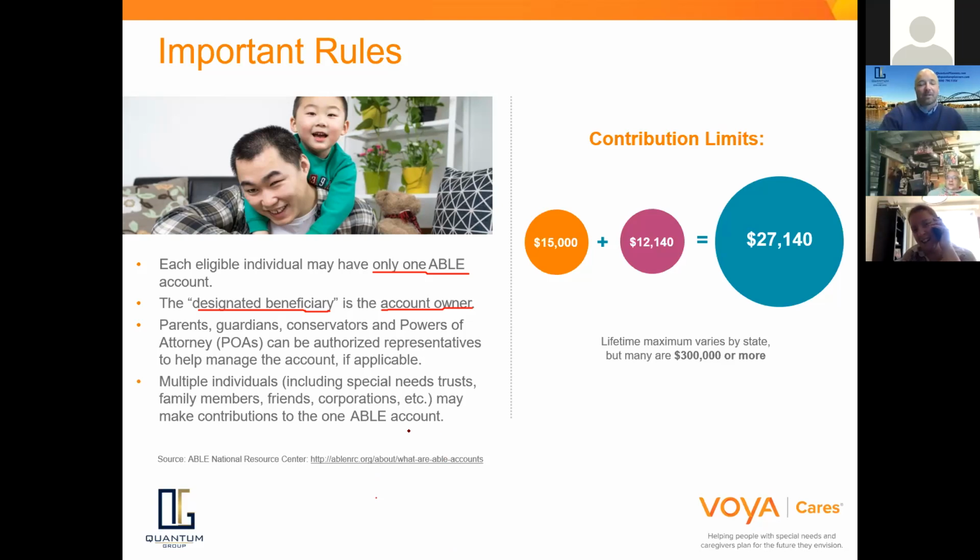So it functions like a trust. One of the best parts is it doesn't cost as much as a trust. So that's the basic rules when we talk about who and what. And then you also look at one of the big questions that I think was on the chat: how much money can we put in?